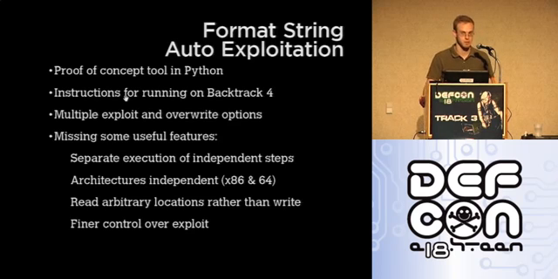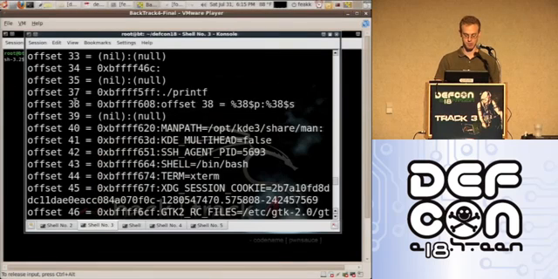The first tool, which should be on your DEFCON CD, is a proof of concept tool in Python. I have instructions for running it on BackTrack 4. Basically, it's a nice little suite for demonstrating the way the attack works, with multiple options about where you want to overwrite and where you want to put your shellcode. Again, the proof of concept is missing some useful things, but those can be easily added, hopefully by anyone who has an understanding of this talk. So I'll demo the tool right now.